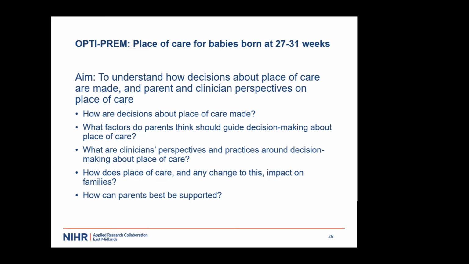So one was around how decisions about place of care are actually made in practice. One was about what parents thought should guide that decision making. A third one was around what clinicians' perspectives and practices were around decision making about place of care. Fourth one was around how place of care and any change in that impacts on families. And then finally, to think about how parents could be best supported at that time.